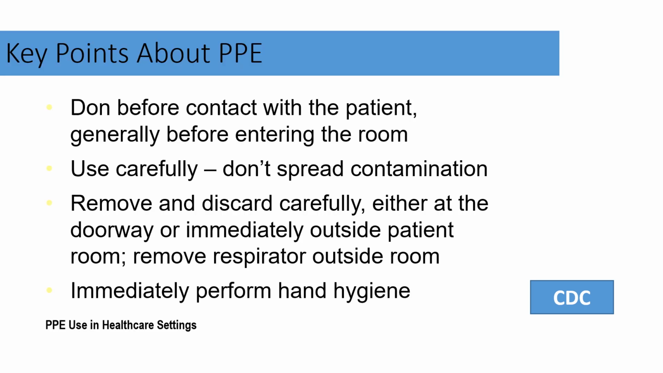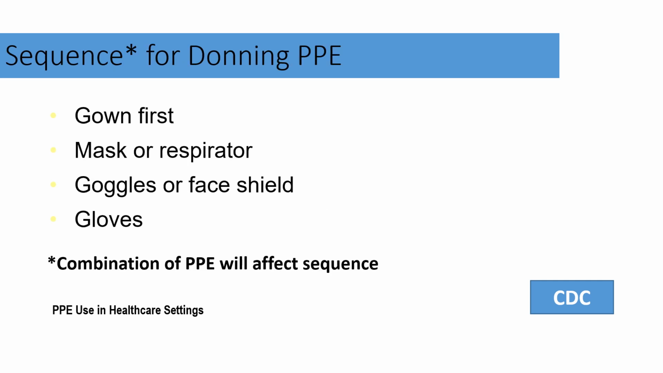The key points about PPE include: don it before contact with the patient, generally before entering the room. Use carefully, and don't spread contamination. Remove and discard carefully, either at the doorway or immediately outside the patient room. Remove the respirator outside the room. Immediately perform hand hygiene. The sequence for donning PPE is gown, mask, goggles, gloves, and the combination of PPE will affect the sequence.